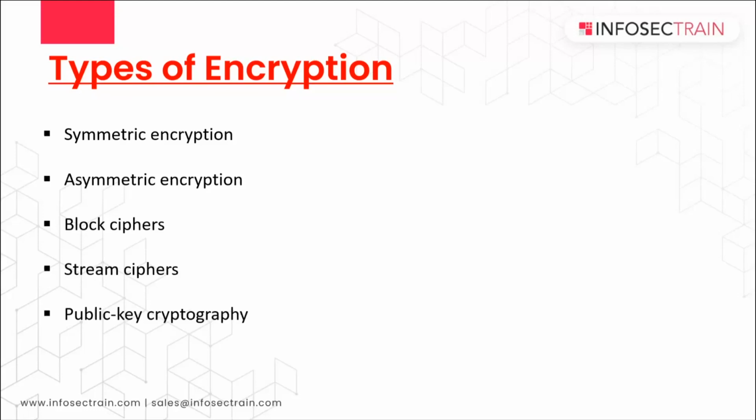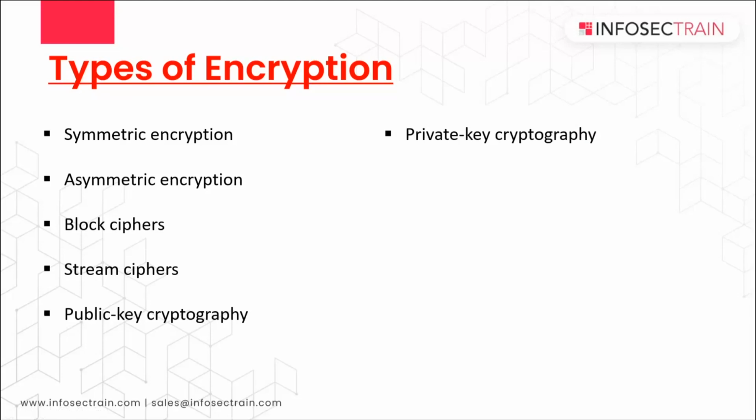Then what about public key cryptography? As we know, it is also known as asymmetric cryptography. It uses a pair of keys, two keys: one is a public key for encryption and one is a private key for decryption. Got it? Then we have the private key.